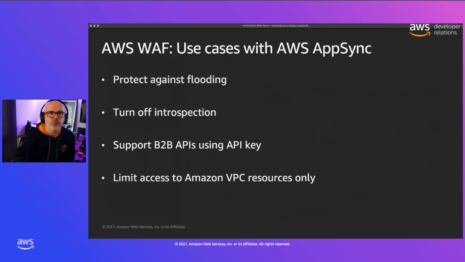Some of the use cases where WAF could be used with AWS AppSync, we'll go into more detail in this section. You can protect your API against flooding and being overwhelmed. You can turn off introspection in situations where you just don't need it. You can support B2B APIs using API keys that we discussed earlier. And you can make sure that your different third-party partners that have those keys do not overwhelm the actual API with requests. And finally, you can also limit access to Amazon VPC resources only. So I'm going to show you how to do these in the next couple of slides.